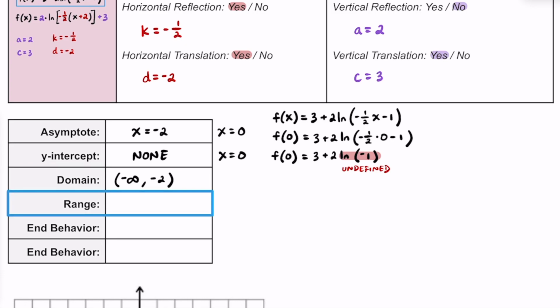As for the range, well, the range for all of these logarithmic functions is going to be from -infinity to +infinity, meaning it will go down forever and it will go up forever.